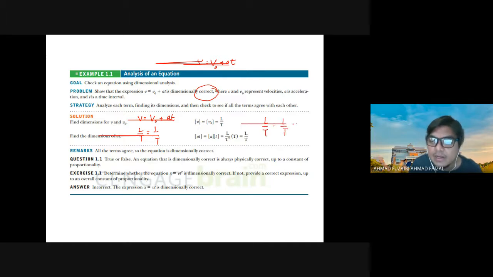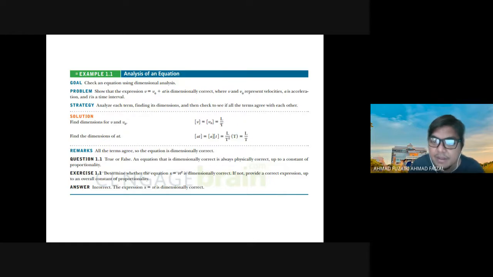All right, and another one is at. How about a? a is acceleration, and acceleration is L over T squared. How do I know that? This is based on my experience. I already know that a is the acceleration, therefore I know it is L over T squared. As you do it again and again, you will tend to memorize all the dimensional analysis. So how about t? t is T. So you can cancel out T with the T at the bottom. Therefore, L over T.